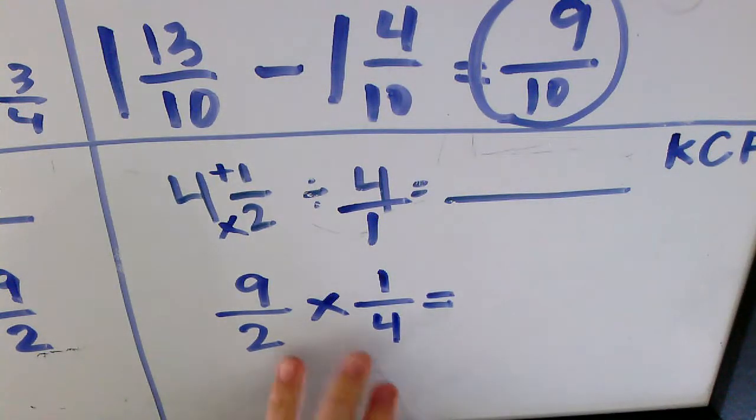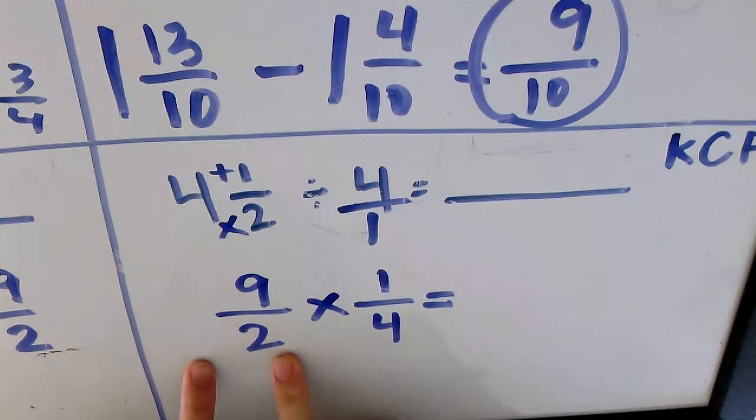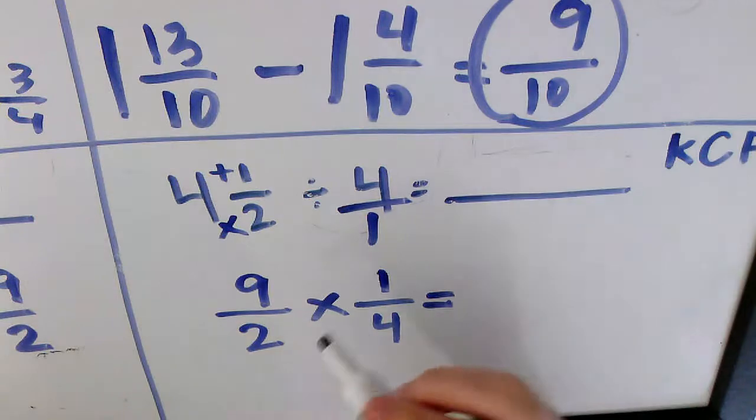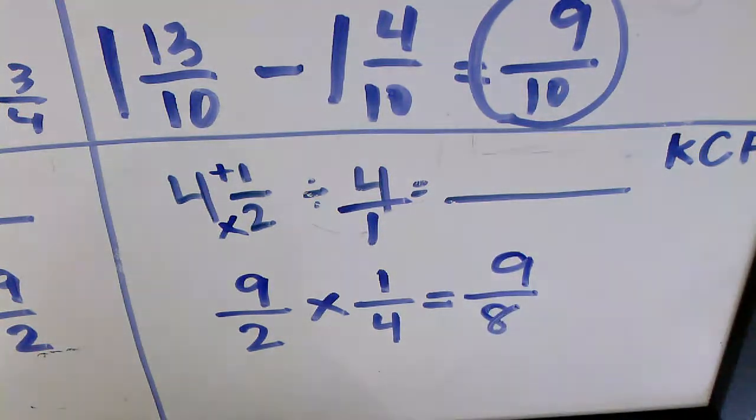So I knew I was going to end up changing the operation to multiplication, and I knew it had to be an improper fraction to do the multiplication, which is why I did it here. You could rewrite it and then turn it into an improper fraction in that order if that's what is easiest for you. So I'm going to multiply now, and I get 9 eighths.